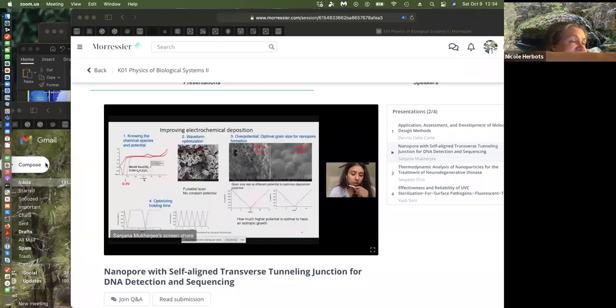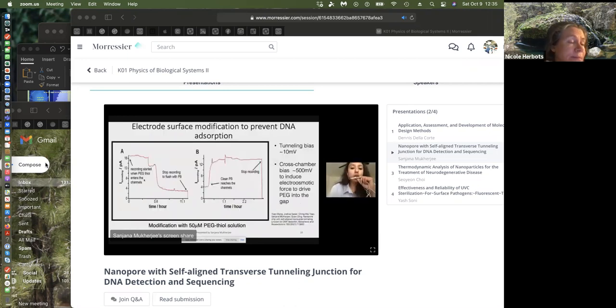Then talking about the electrochemical deposition, we do some characterization. We know the chemical species. We try to see that the pulse potential is suitable as a scanning potential. We see the importance of the overpotential, to have a particular potential that is going to give a grain size that's smaller than the cavity, so we can have a 2D isotropic growth.